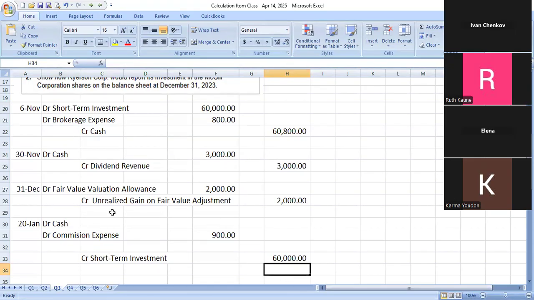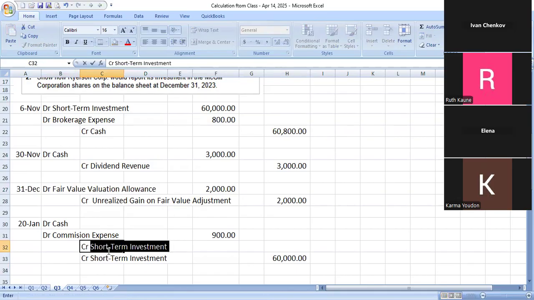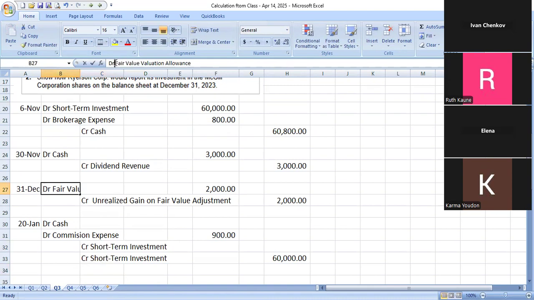So now, I don't have the investment. Can I keep this account with me? No, I have to get rid of that account as well. Credit. Let's get rid of this account, fair value valuation allowance. How much is the current balance? It's 2,000. Let's get rid of that, 2,000 on the credit side. We're going to bring the balance to 0. And at this point, we have to balance the journal entry.